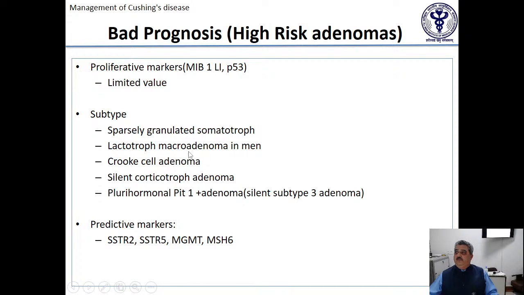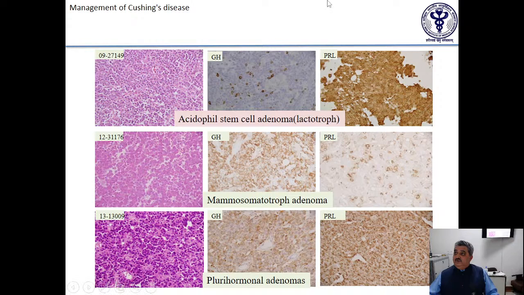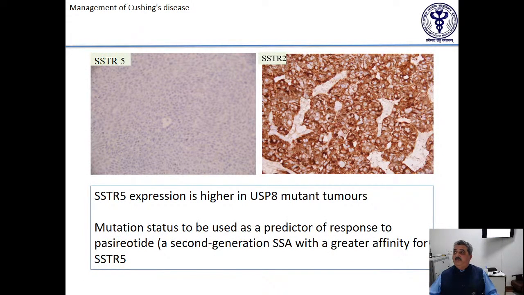For example, ectopic macroadenoma in young, it's a bad prognostic. Silent corticotropic adenomas, it's a bad prognostic. And today we have some of the markers also which can predict which drug to be given if there is no surgical treatment. So these are some of these bad prognostic eosinophilic stem cell adenomas. For example, this is the PRL strongly positive, GH is focally positive. They have the mammosomatotrope, they have the GH strongly positive, but PRL focally positive. So these are some of the examples which have bad prognosis.